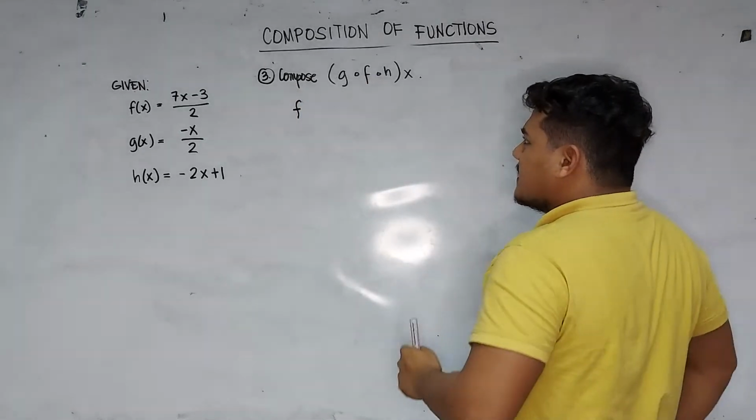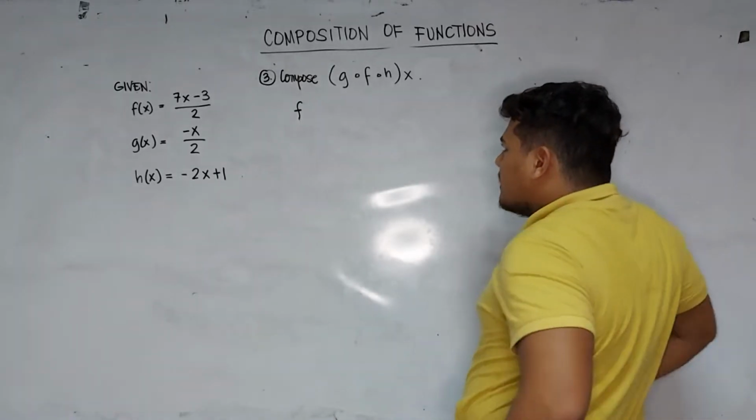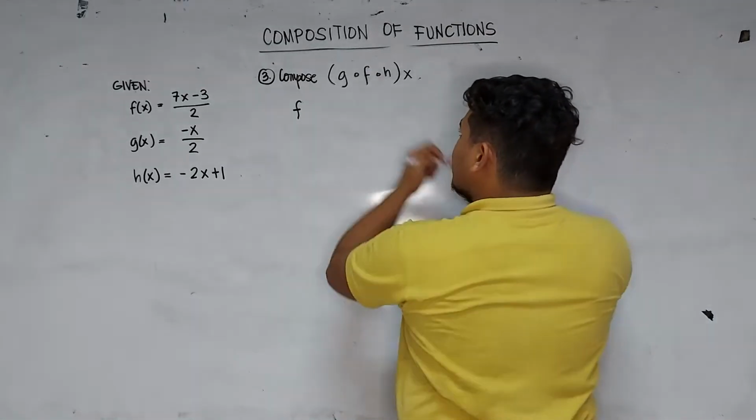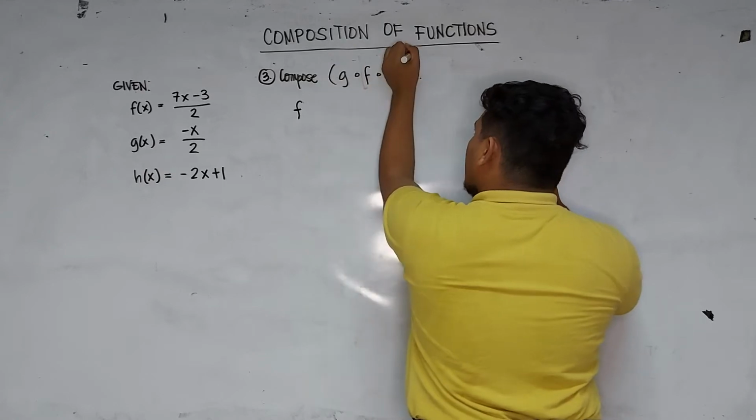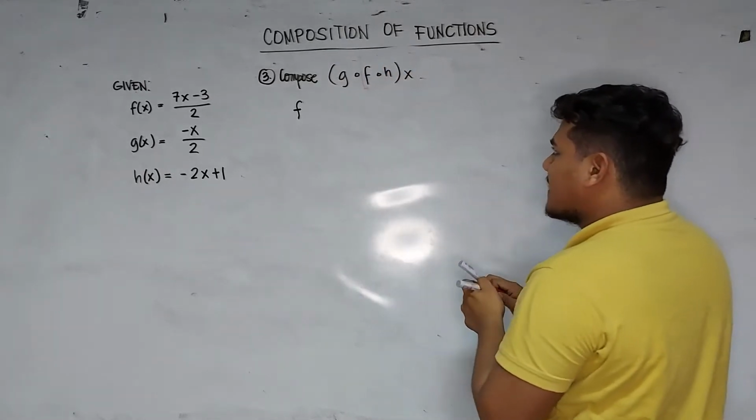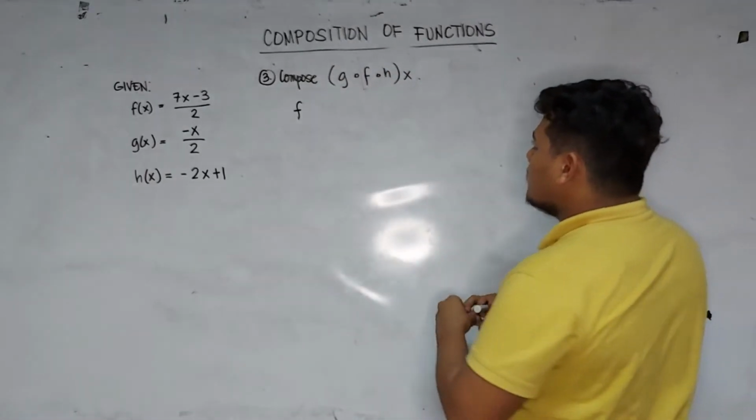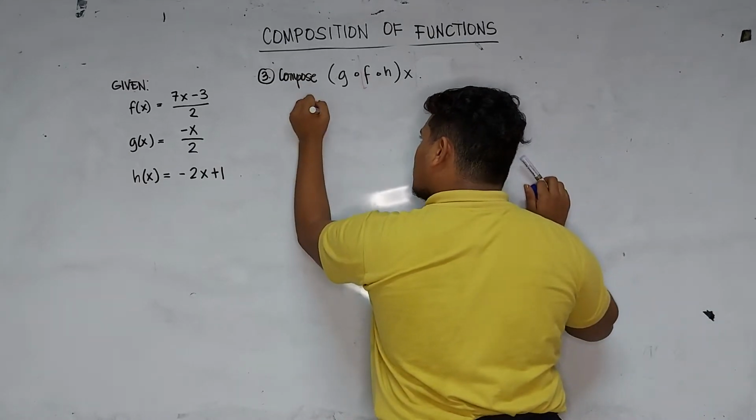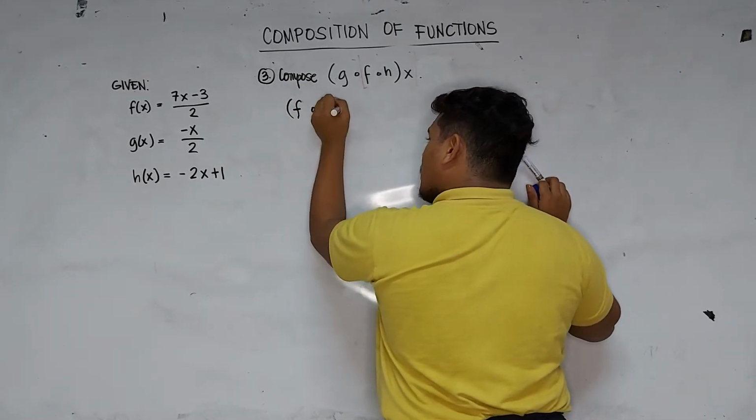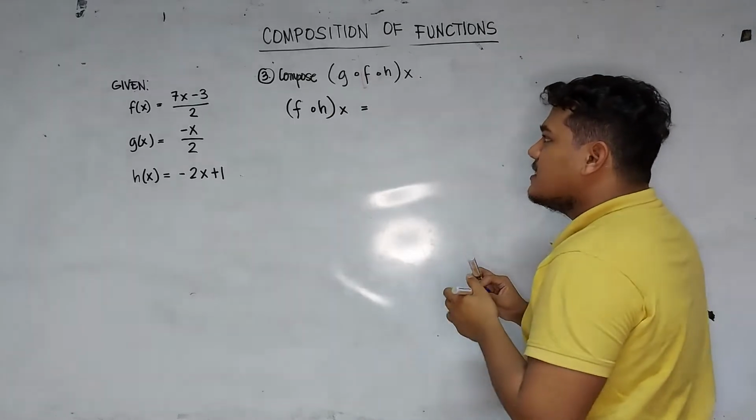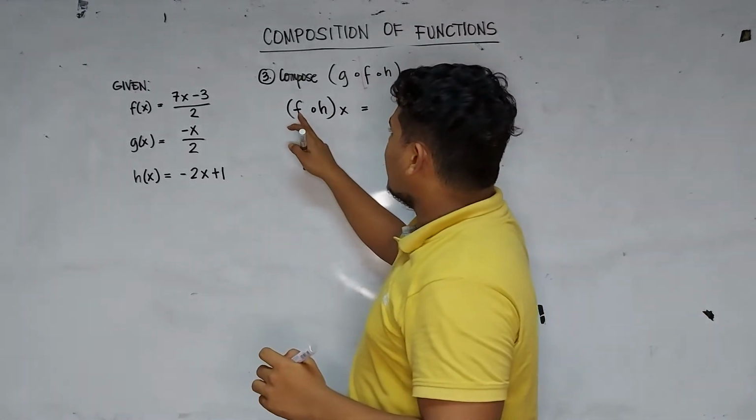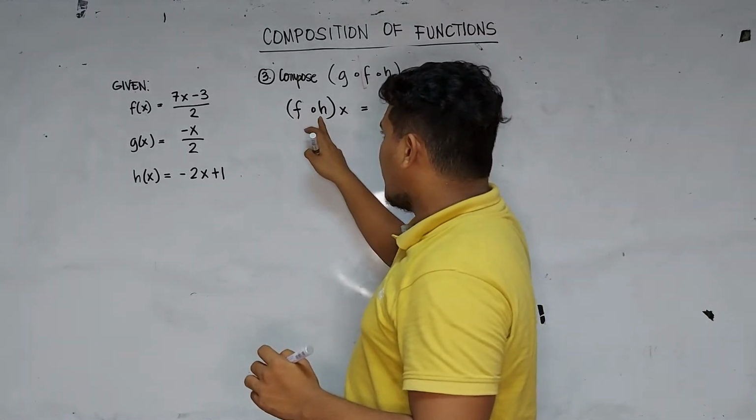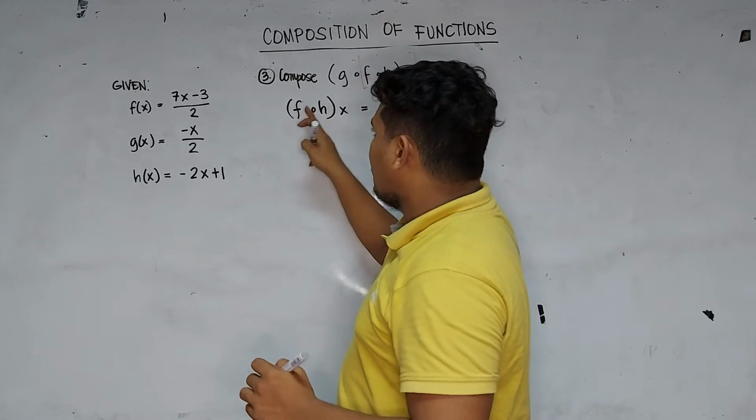So how do we dissect this given? We start first with the two functions at the latter part, or the last part. So how do we do that? Now we have f of h of x. So how do we solve for f of h of x? Meaning, f is composed of h. So wherever there is x in f, replace it with h.